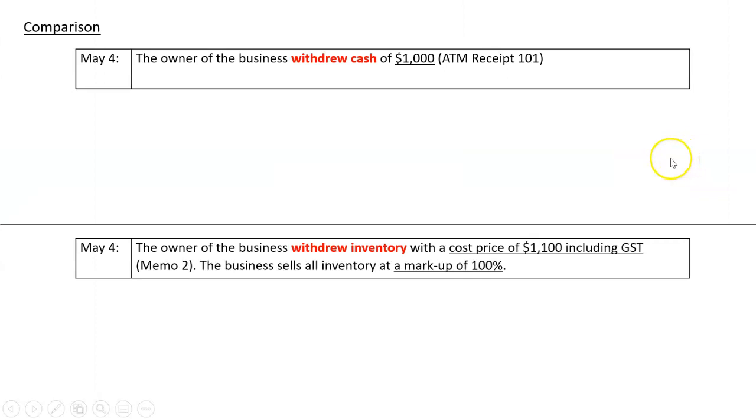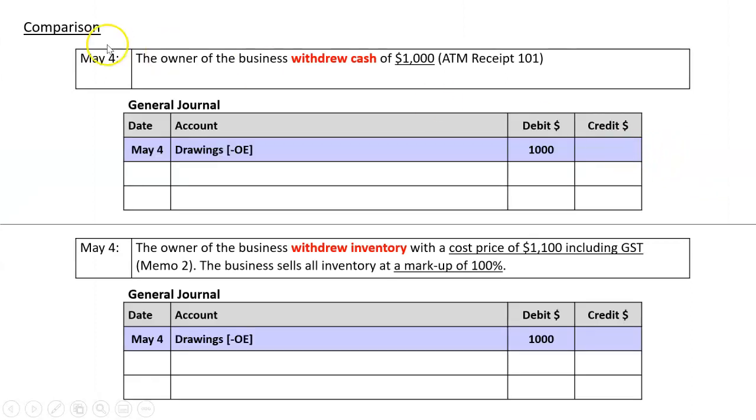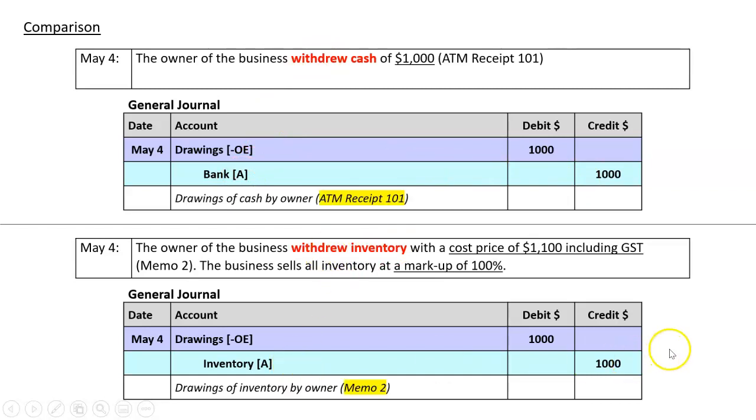So if we could sort of look at a comparison there, for the first one, we had the withdrawing of cash, we had debit to drawings, withdrawing of inventory, debit to drawings, exactly the same. So the only difference was this credit here. In this case, when we withdrew cash, cash went down. In this case, when we withdrew inventory, inventory went down. And then with the narration, obviously the description was different, but most importantly, we get the source document number right. So here we had ATM receipt, and here we had memo.